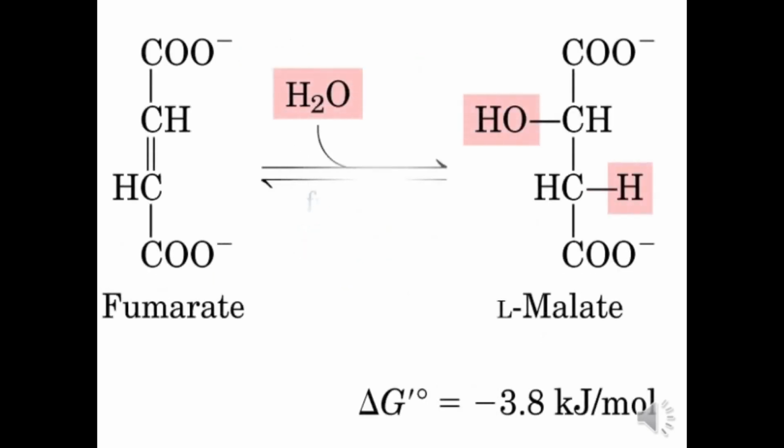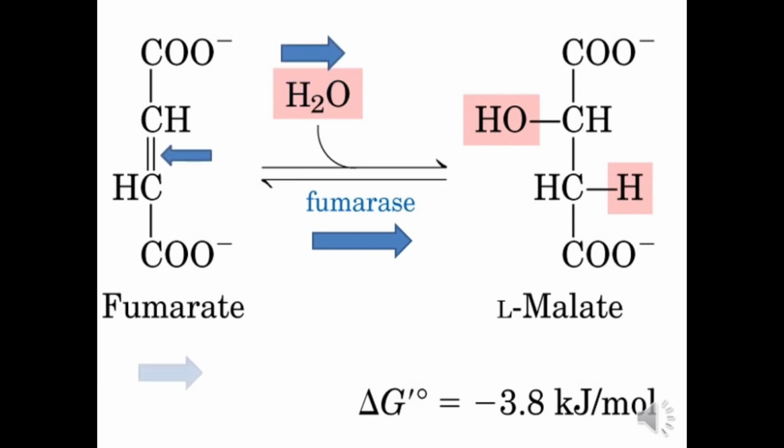fumarase or fumarate hydratase catalyzes the addition of water across the double bond of fumarate. Here in fumarate there is a double bond between carbon 2 and carbon 3. This enzyme add water to break the double bond and form malate which contain hydroxyl group at position 2 and hydrogen at position 3.